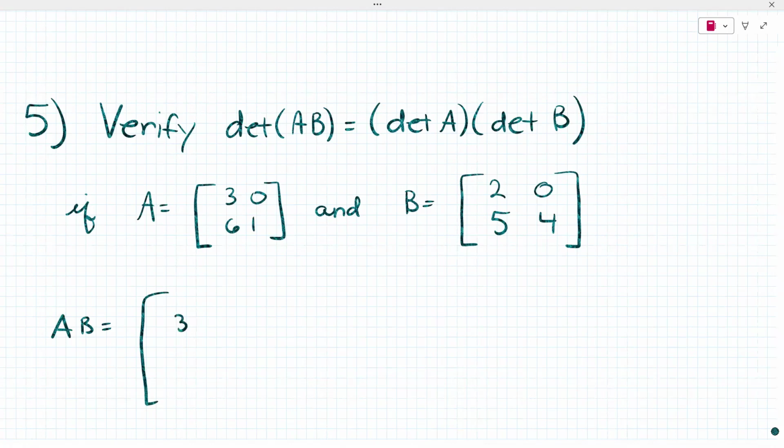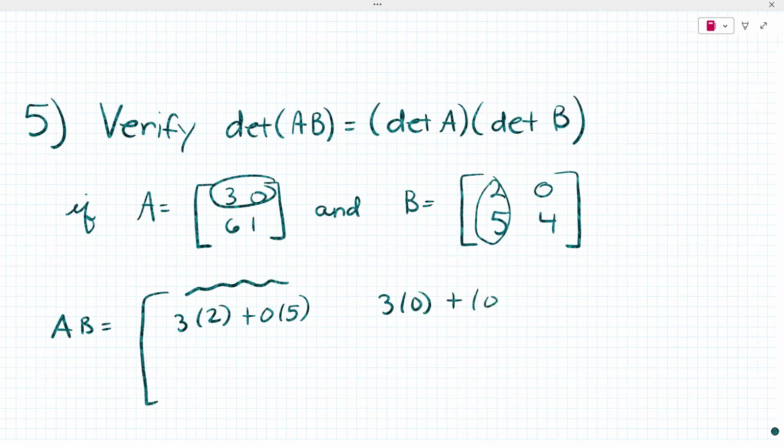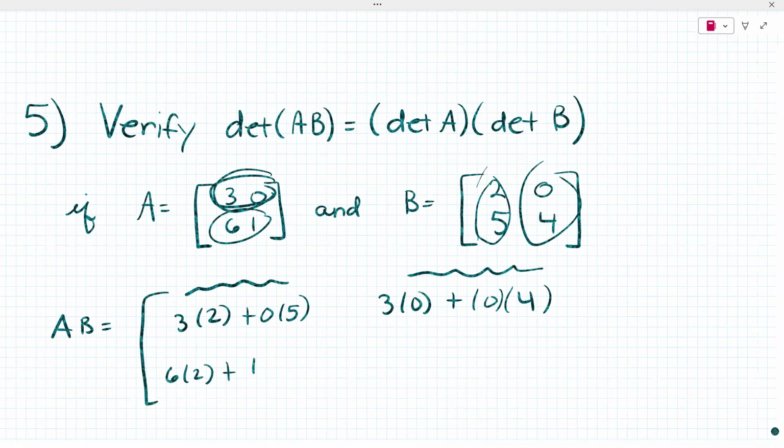So it's going to be 3 times 2 plus 0, 5, right? So we're just multiplying this by this, and then that will be this number here. And then you do the same process for the other number. So this would be 3 times 0 plus 0 times 4, right? So basically multiplying this by this, and that'll be this number. And then it's going to be this times this, so 6 times 2 plus 1 times 5. And then the same process for this, 6 times 0 plus 1 times 4.